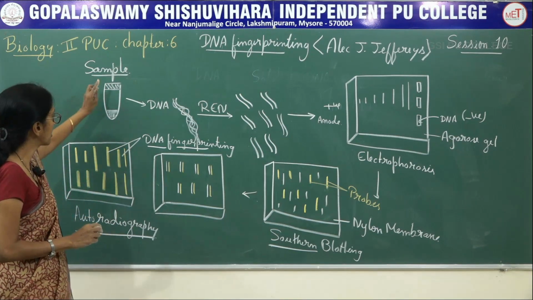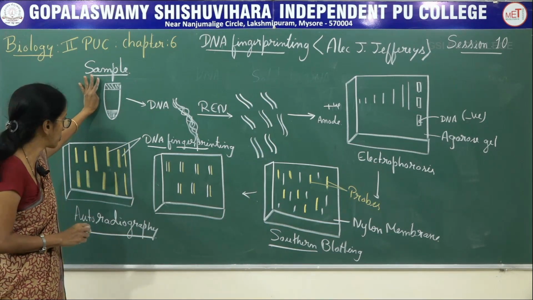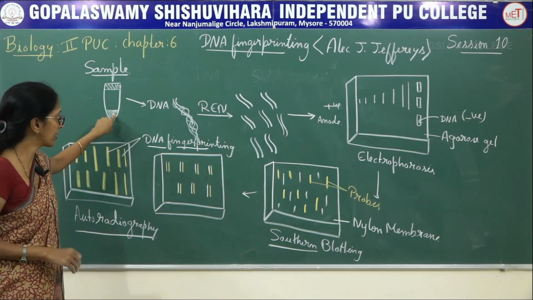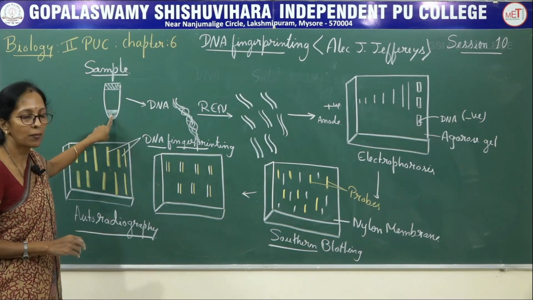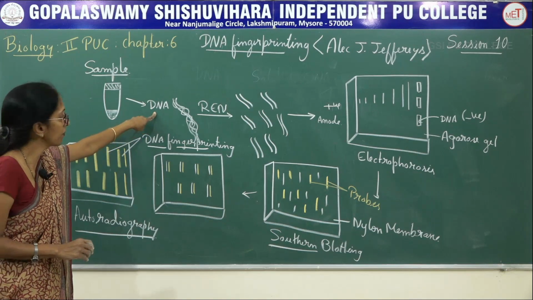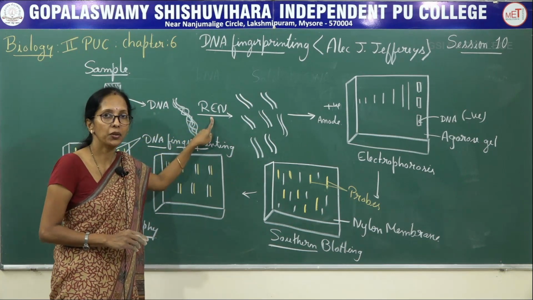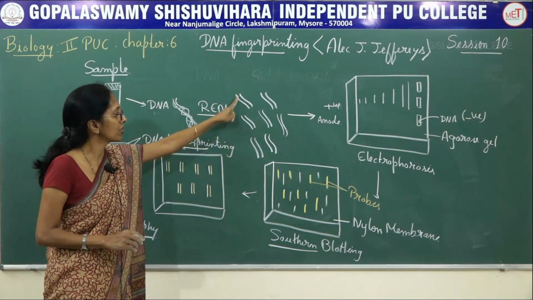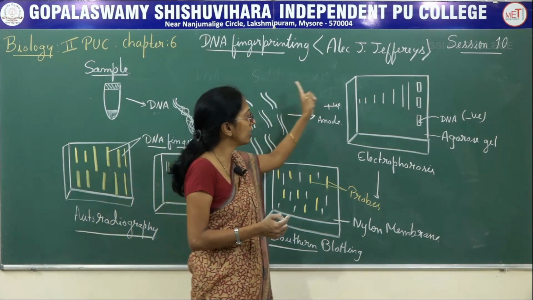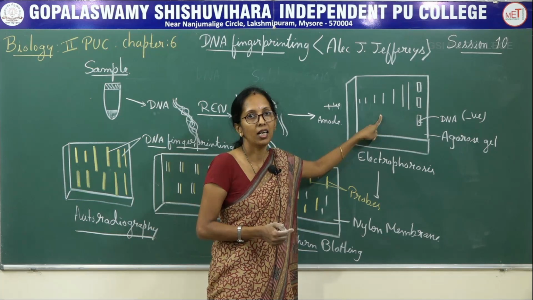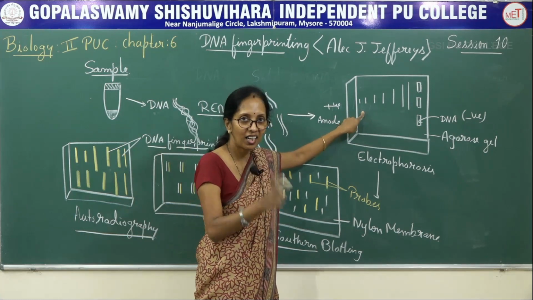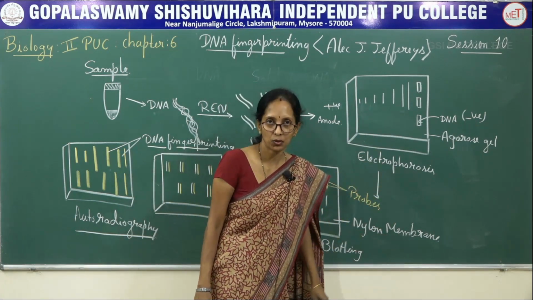So I'll repeat. First is the selection of a sample from the crime spot, either in the form of tissue, blood, semen, hair, nail, etc. This is subjected to refrigerated centrifugation so that the DNA is isolated. DNA is now treated with restriction endonuclease, and this results in the formation of smaller fragments of DNA. These smaller fragments are placed on an agarose gel so that there is a separation of these fragments according to their length, and the process is said to be electrophoresis.